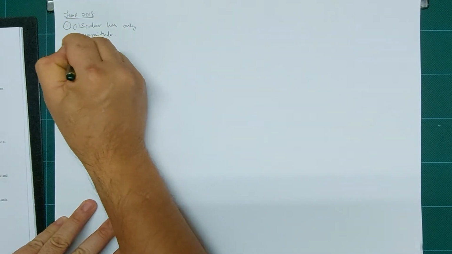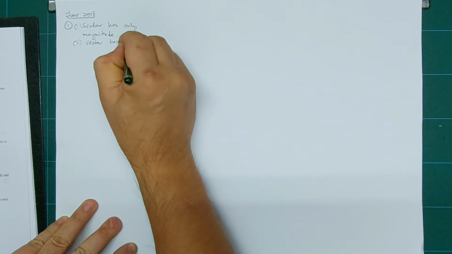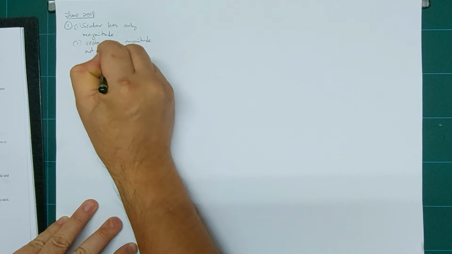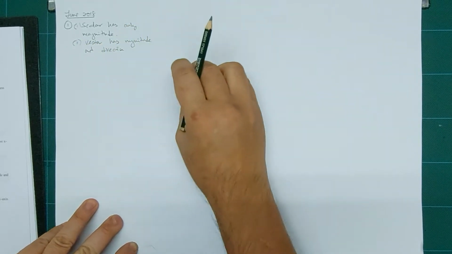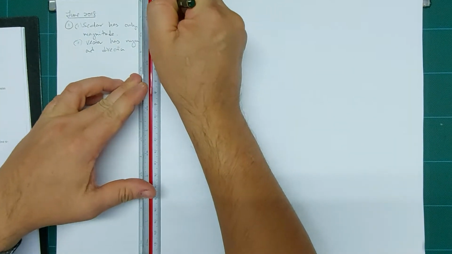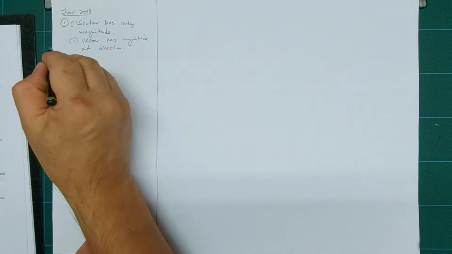And then number two, for vector, vector has magnitude and direction. That is the difference between scalar and vector. The only difference that separates them is the direction. Okay, so that is question number one.